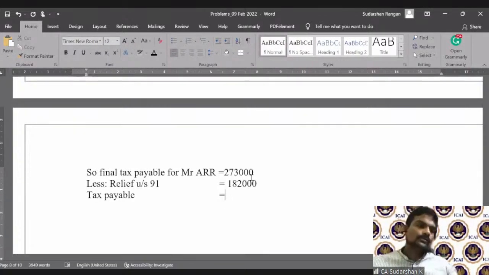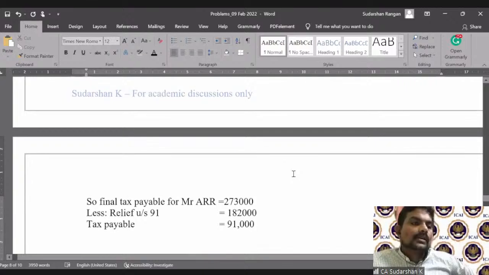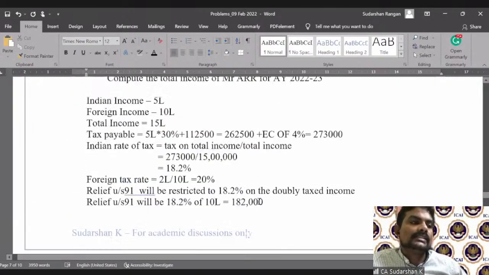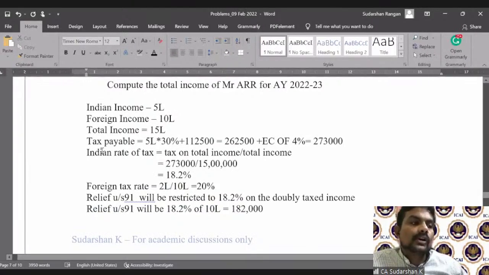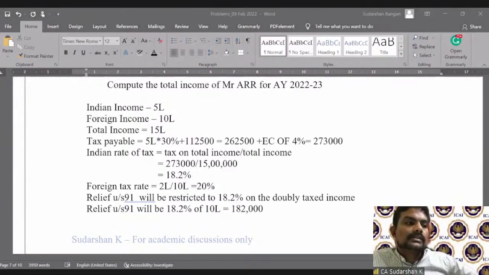It works out to 91,000, which will be my tax payable. Ideally, if not for this, I would have taken 2 lakhs of relief and my tax payable would have reduced further. But section 91 relief clearly says the foreign tax will be restricted to the lower of the Indian rate of tax. So this is the same for bilateral tax credit computation also.